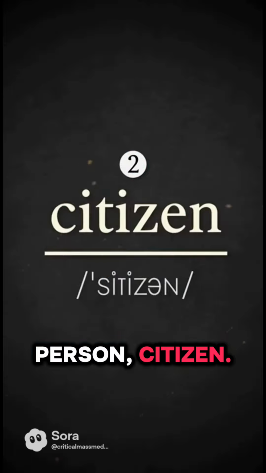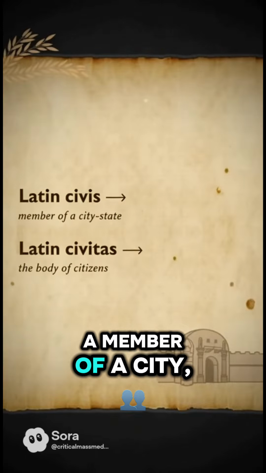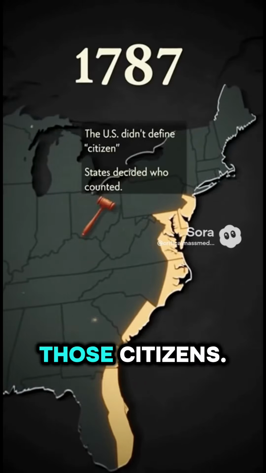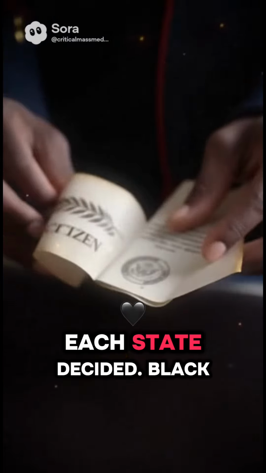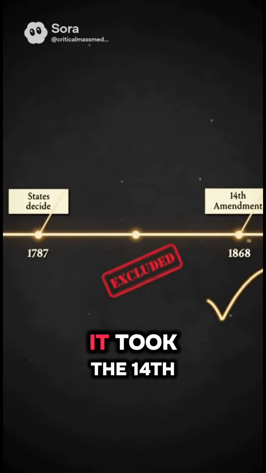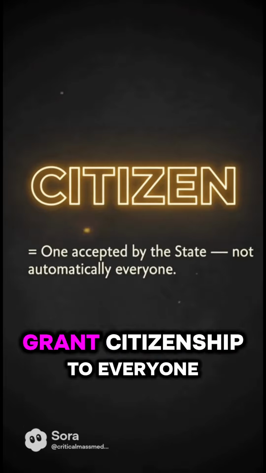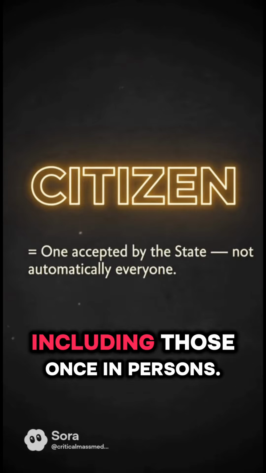Today, citizen, from Latin civis, meaning a member of a city, and civitas, the body of those citizens. In 1787, the United States never defined who counted. Each state decided. Black Americans were shut out. It took the 14th Amendment in 1868 to grant citizenship to everyone born here, including those once enslaved.